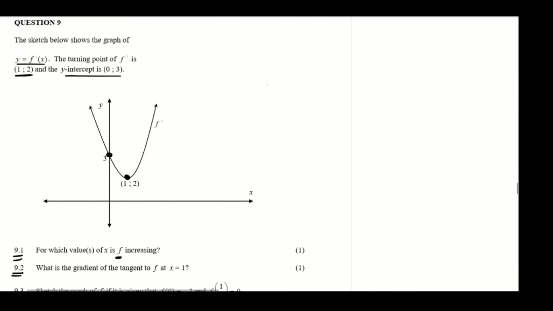9.2: what is the gradient of the tangent to f at x equals 1? What we need to note is that the derivative of a cubic function gives you a parabola, which helps us to identify the gradient of a tangent. For us to identify the tangent at x equals 1, we have the turning point and a point on the parabola. So we can simply find the equation of this parabola.